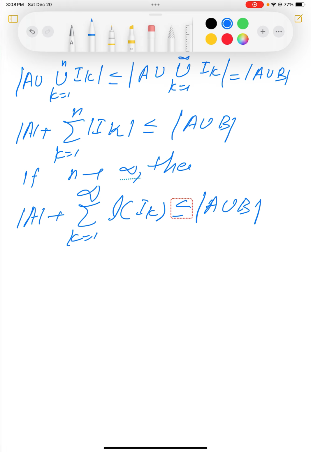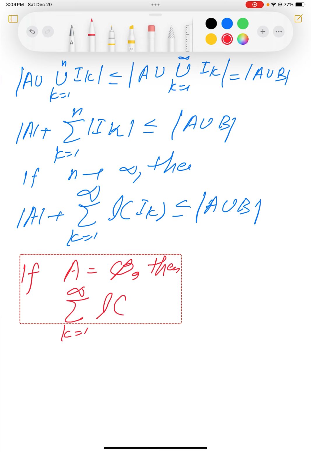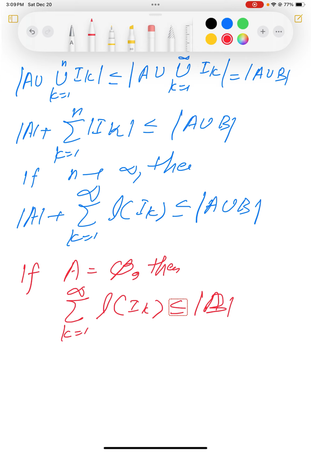We are almost done, but now we need to know that the sum over k equal to 1 to infinity of the length of I_k is nothing but the outer measure of B. To see that, what if my A is the empty set? Then definitely I will have the sum over k equal to 1 to infinity of the length of I_k is less than the outer measure of A union B.